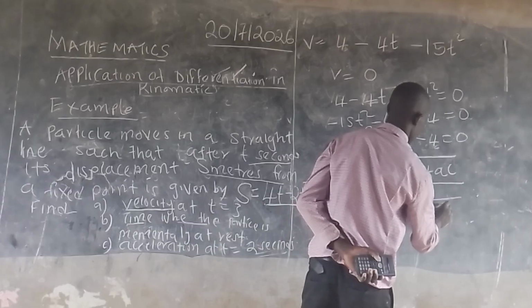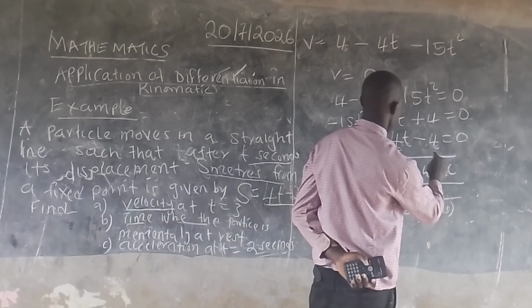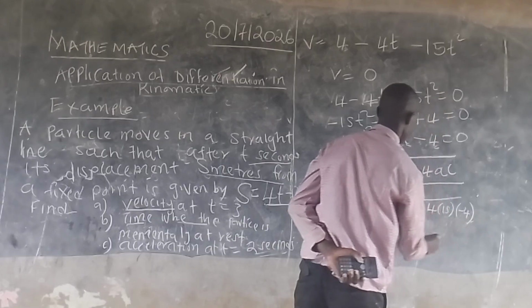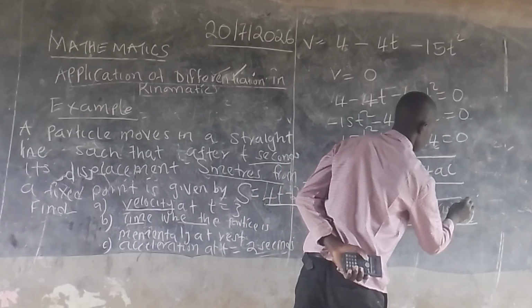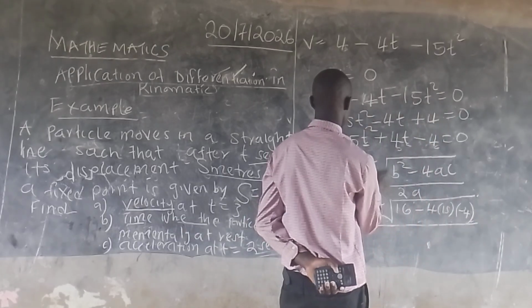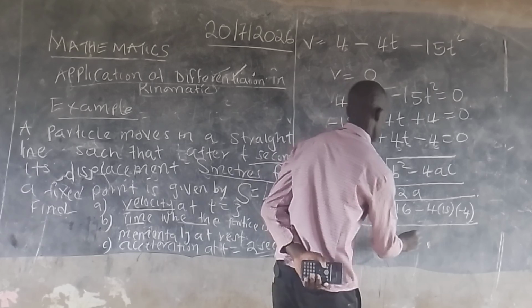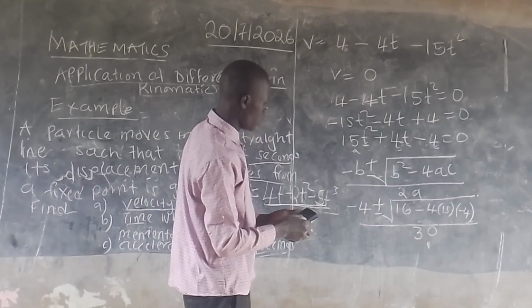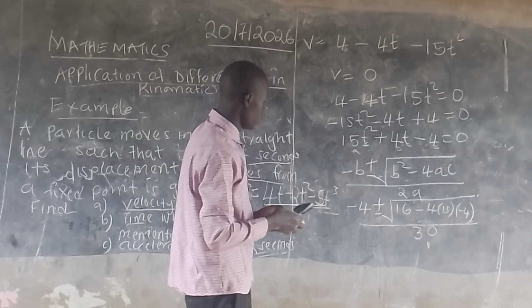the value of a is 15, multiplied by c, which is 4, all over 2 times the value of a, which is 15, so it is all over that. Now, when we replace these, students, we will be able to get the value of t.